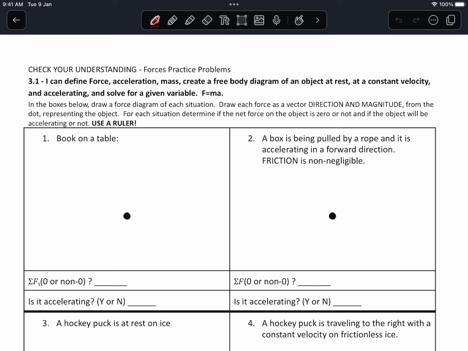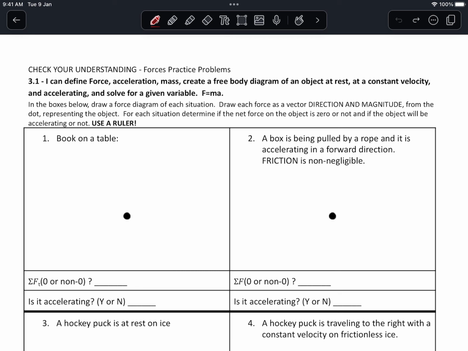Here is Check Your Understanding, the practice problems. I decided to make a video for this because we would usually do this in class, but because I want to have you guys working in groups in class, you can do this one at home. In the boxes below, draw a force diagram for each of the situations. Draw each force as a vector, direction and magnitude, from the dot representing the object. For each situation, determine if the net force on the object is 0 or not, and if each object will be accelerating or not. Use a ruler.